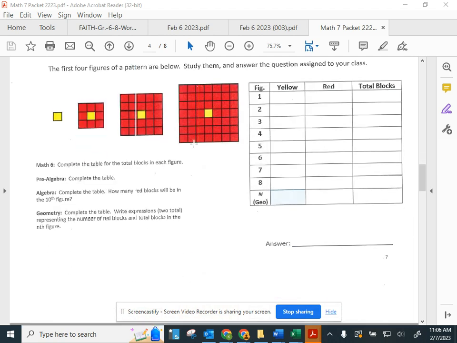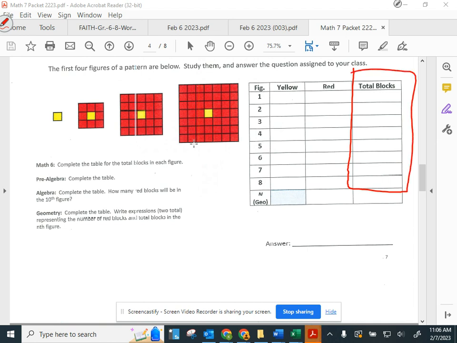Next page is our patterns. It says we need to complete the table for the total blocks in each figure. So we need to do this part of our table.